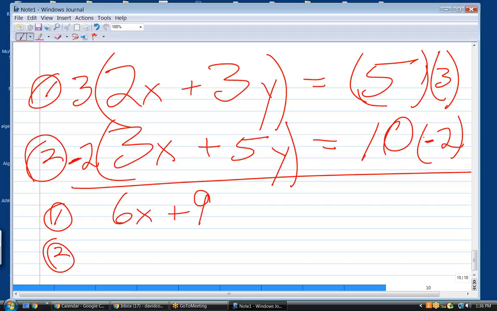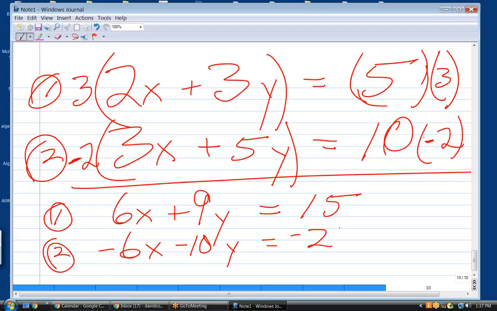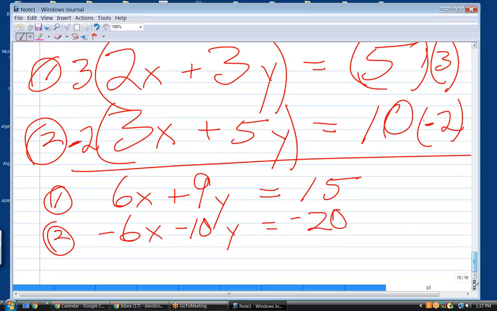6x plus 9y is equal to 15. And the second: minus 2 multiplied by 3 is equal to minus 6. Minus 6x plus minus 10y is equal to minus 30. When you're multiplying a number by 10, all you have to do is add a 0. Yeah, 20. Okay? I was looking at 15.